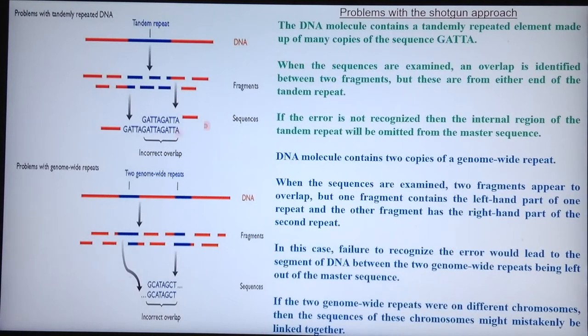So the problems with the shotgun approach are if there is wrong incorporation or wrong matching of the overlap. Here we can see this particular sequence is getting matched with this particular overlap. These sequences are skipped in between. So this becomes a wrong overlap. That is a problem with the shotgun approach. Or if there are genome-wide repeats, there is a problem of incorrect overlap. So sometimes it may result in errors when making the sequence of the chromosome, so wrong sequences can be linked together. This is one of the disadvantages of clone contig mapping.